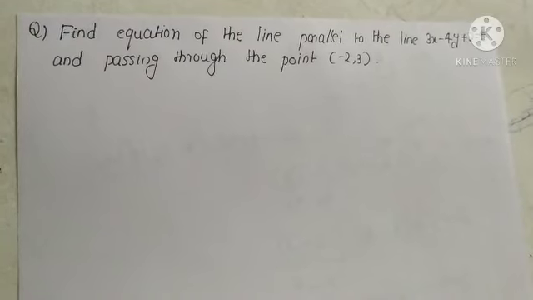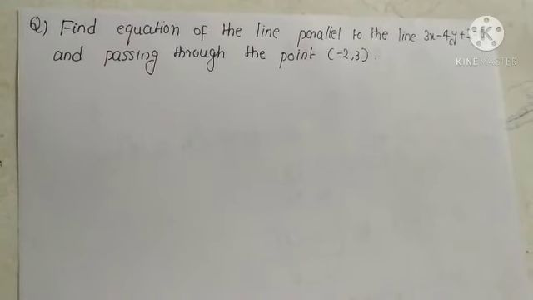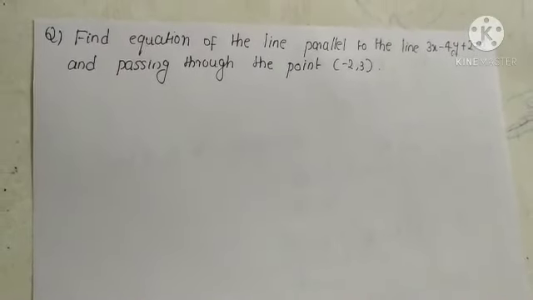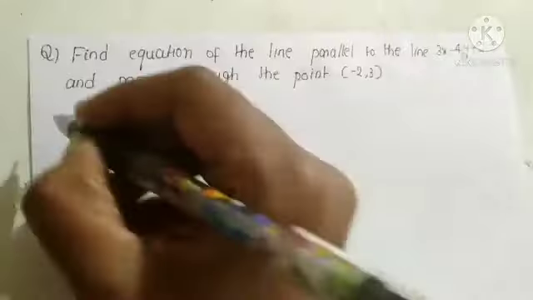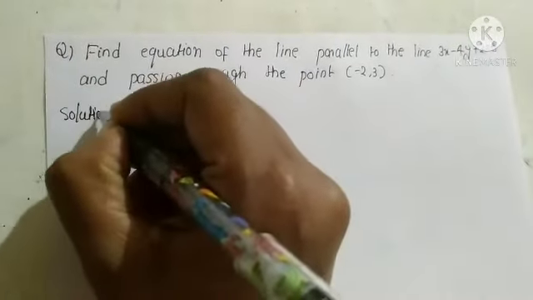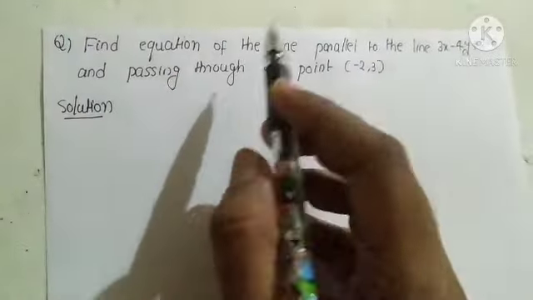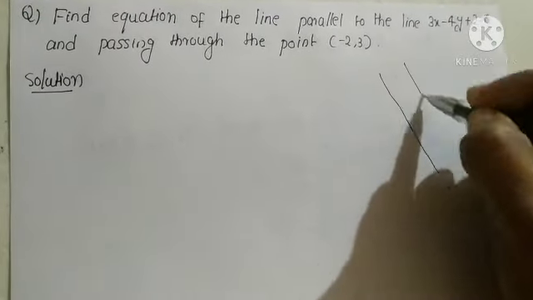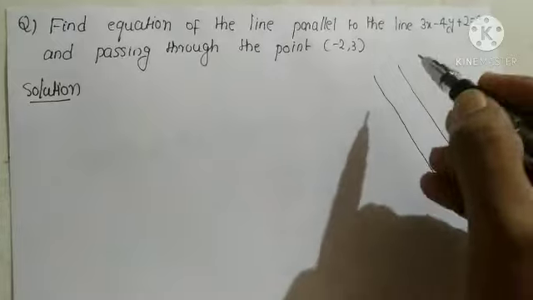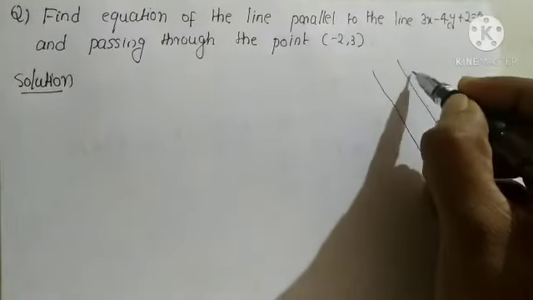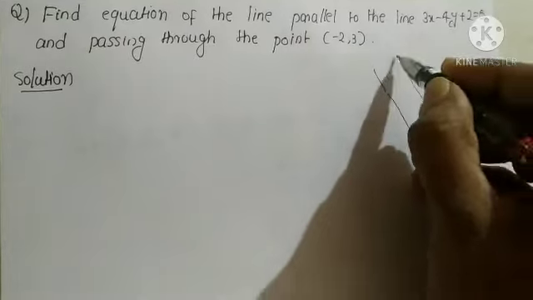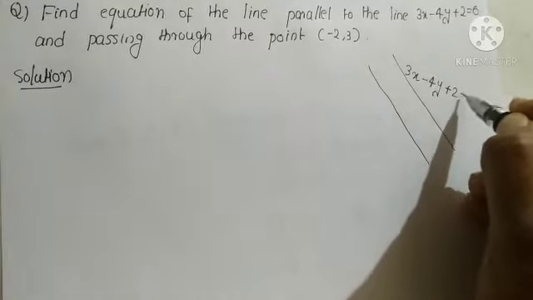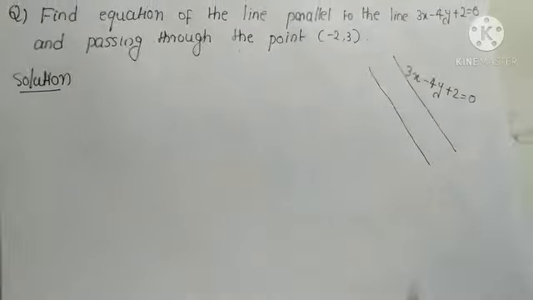This is our last question. Find the equation of the line parallel to the line 3x minus 4y plus 2 equal to 0 and passing through the point (minus 2, 3). Okay, so let's start the solution of this question. Here it is given that two lines are parallel. One of the lines' equations is given, let us take this line's equation as 3x minus 4y plus 2 equal to 0.